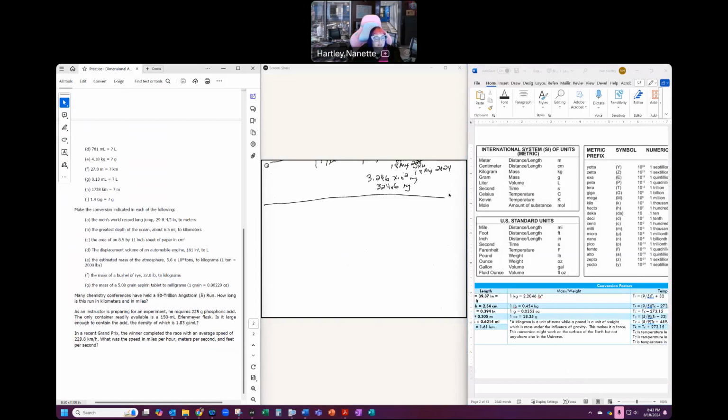All right. We've got 3 more that we want to talk about. Many chemistry conferences have held a 50 trillion angstrom run. Okay. I don't know what that means. 50 trillion angstrom run. How long is this in kilometers and in miles? Well, I know it's a distance, right? Because it's how long this particular marathon is.